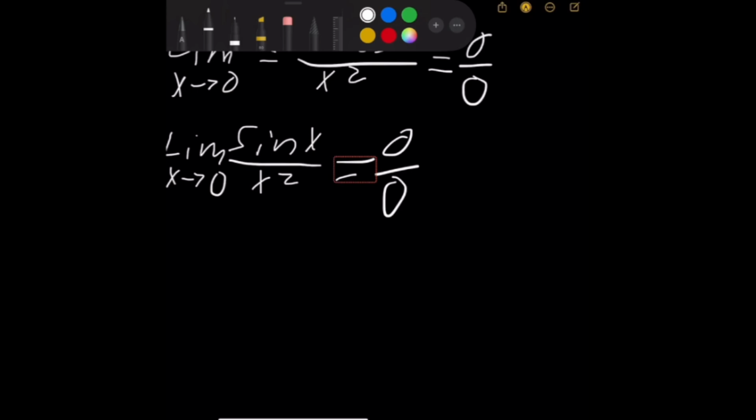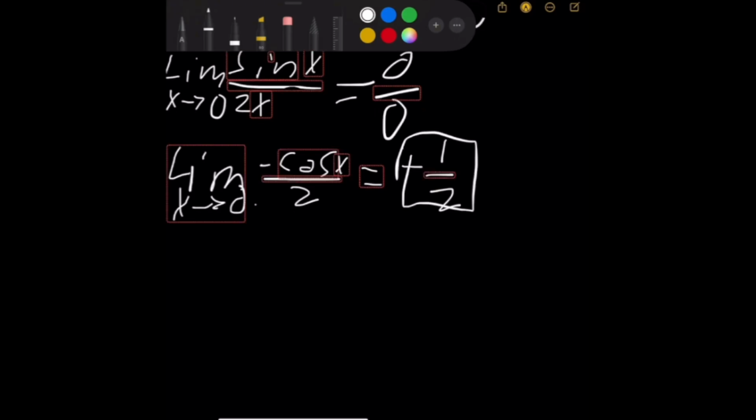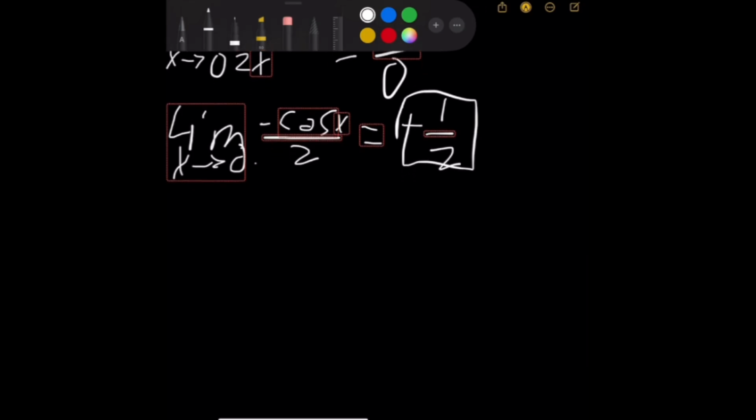Allegedly, you shouldn't do it more than 3-4 times. If you get 0 over 0 that many times, I think you should just give up and accept that it's 0 over 0. So let's do it one more time. Yeah, you could just keep doing it repeatedly. Pretty helpful when finding limits. And I believe that's all there is for L'Hopital's rule.